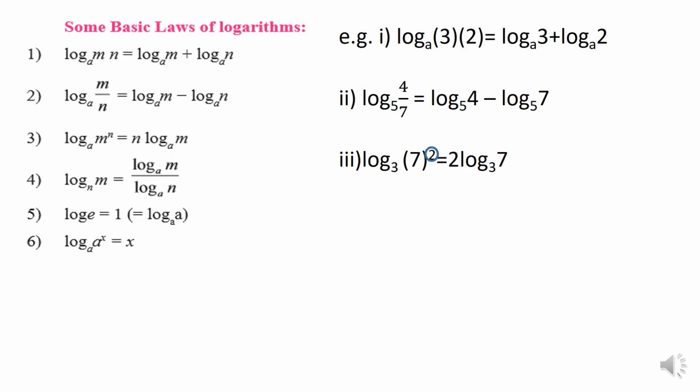The fourth one: log m to the base n. If you want to change the base, you change it in this way. You change it to some other base a such that log m to the base n is equal to log m to the base a upon log n to the base a. This is known as change of base. You can see the example over here. The next one is important as well, because you have to keep in mind that log e is equal to 1. Always, log e is equal to 1.